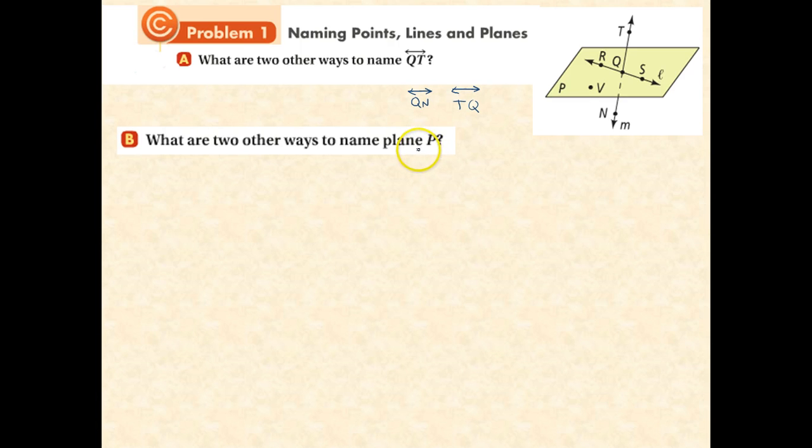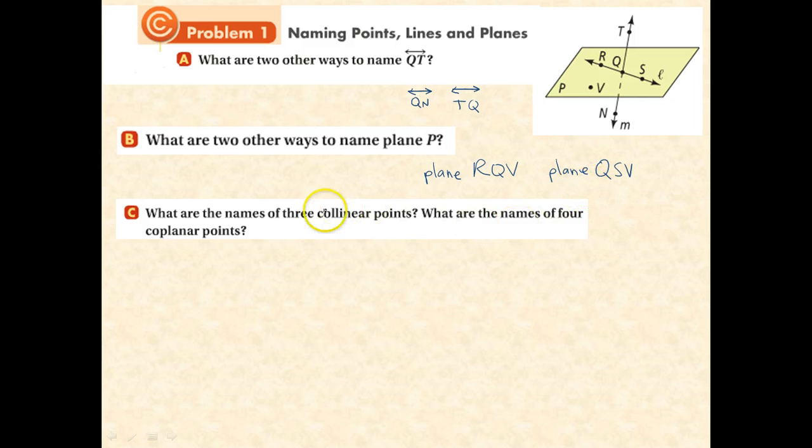What are 2 other ways to name plane P? Well, we learned 2 ways to name a plane. We can use the letter that's hiding in the corner, or we can use 3 non-collinear points to name a plane. So we can call it plane RQV, or we can call it plane, let's pick 3 other letters, QSV. So there's a couple more ways to name plane P.